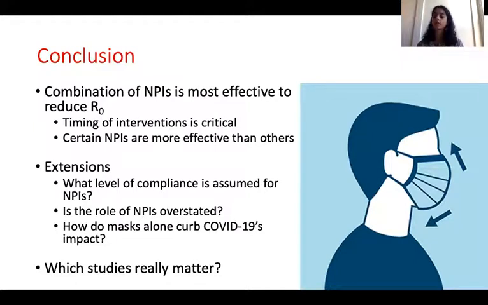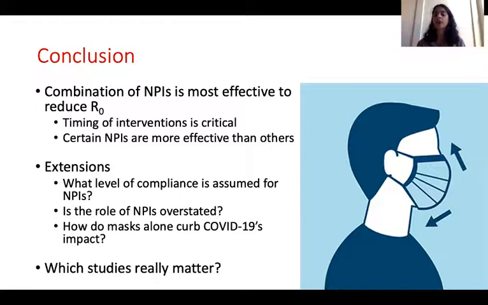Also, when I was reading further into this research question that I looked at, I found a few articles on whether the role of NPIs is overstated. So whether or not these unobserved behaviors or seasonality things that I discussed in limitations, how much that actually does affect COVID-19 cases, and whether NPIs are being relied on too much. So that could be really interesting too. And finally, how do masks alone curb COVID-19's impact? So just looking at countries that implement masks versus those that don't, how have their COVID-19 case trajectories increased or decreased? How do they compare, and how do masks play a factor in that?